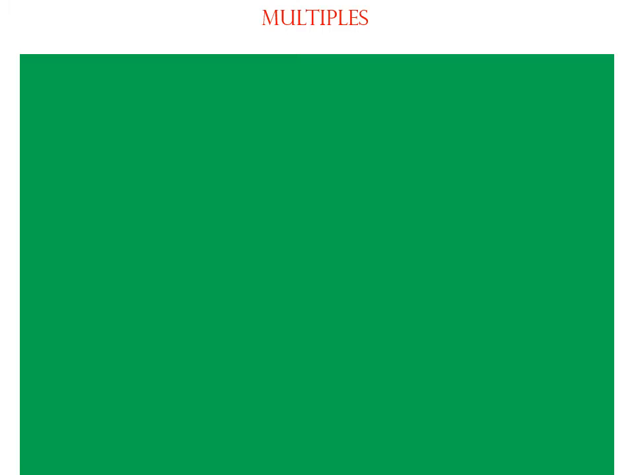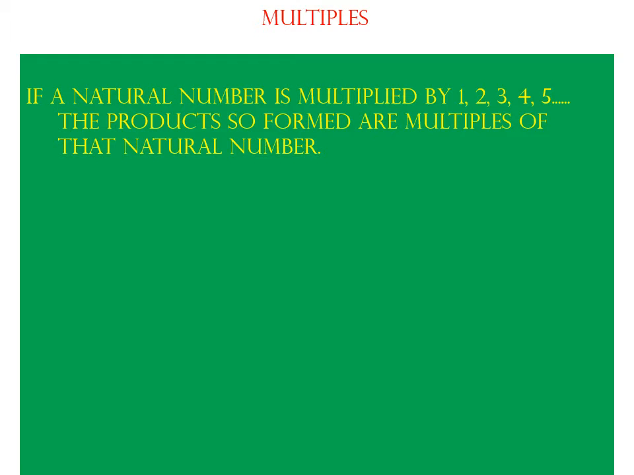Today we are going to learn about the multiples of a number. What are multiples of a number? If a natural number is multiplied by 1, 2, 3, 4, 5, etc., the products so formed are the multiples of that natural number. So to get multiples of a number, we have to multiply that number by 1, 2, 3, 4, 5, etc. Let us observe an example.